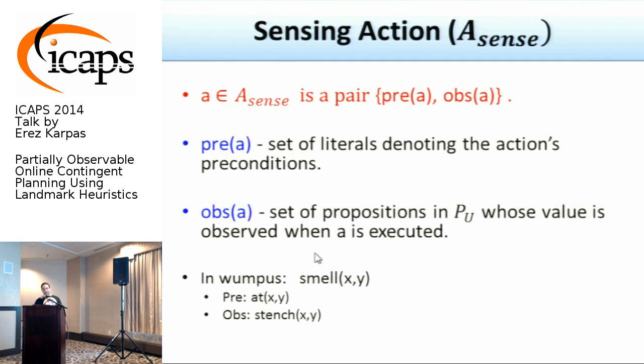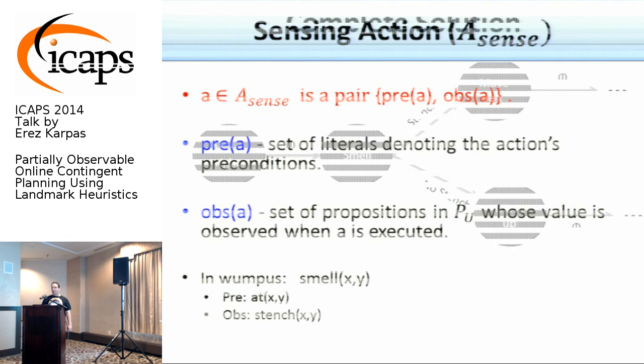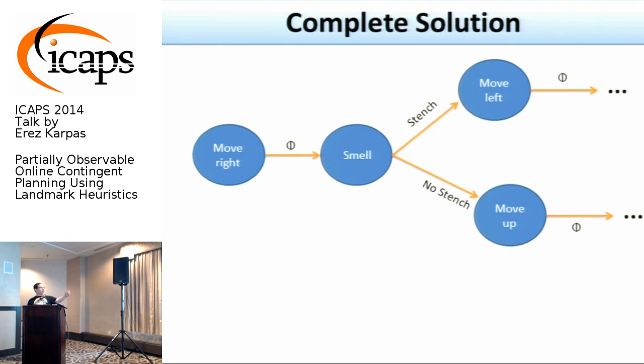And we also have a set of sensing actions which also have preconditions, and they observe an unknown proposition. In WUMPUS, we can smell something. So we need to be at location xy, and then we can check whether there is stench at location xy. So a complete solution is, again, a tree, right? You move right, then you smell. This is a sensing action, so you branch, and so on. The complete solution is much bigger than this, right?